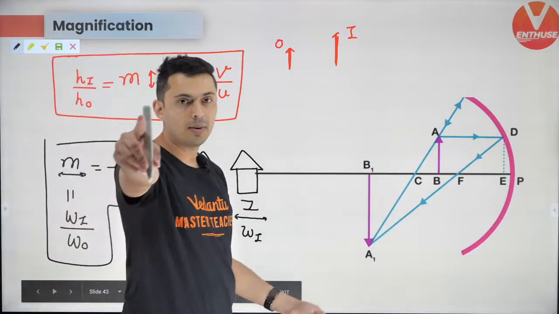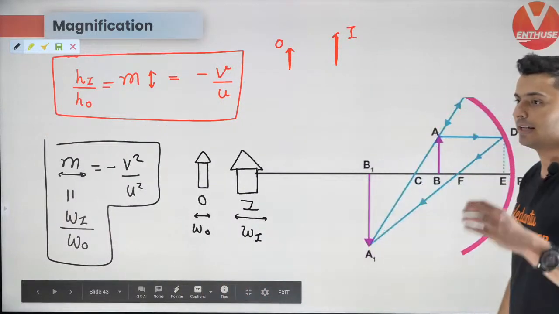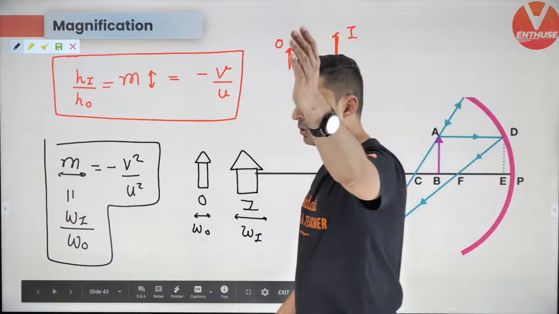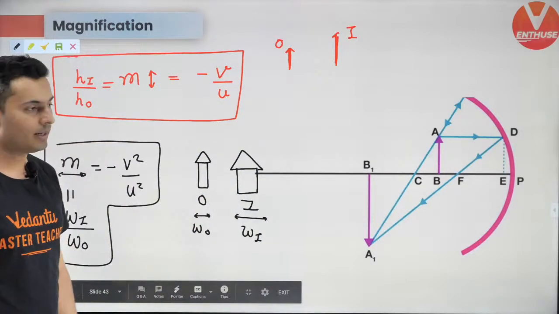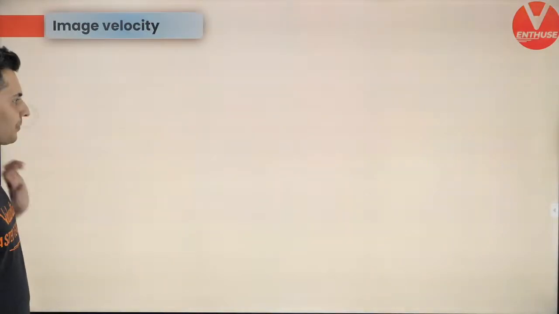Is that clear, everyone? Is that clear, everyone? I hope everybody has understood this. Cool. Shall we go ahead? Shall we go ahead? Yes.